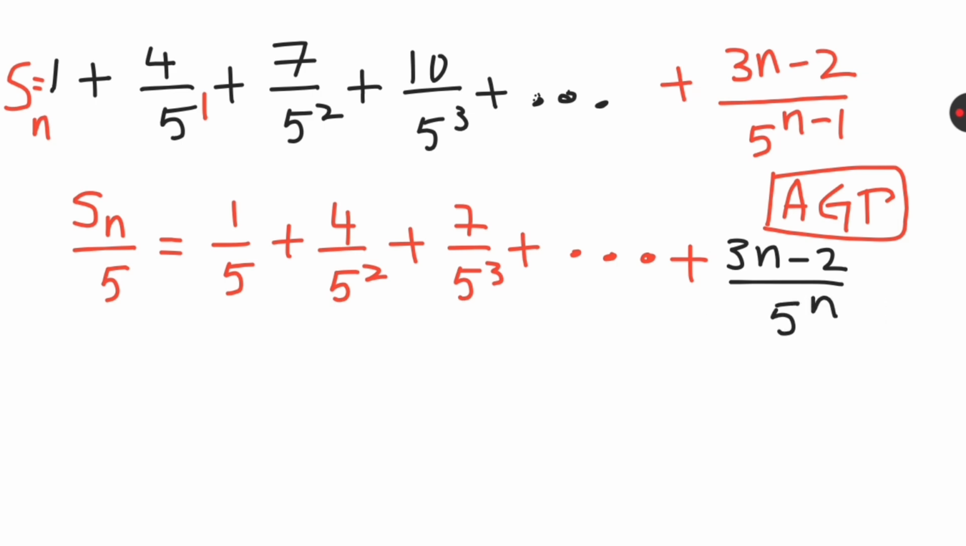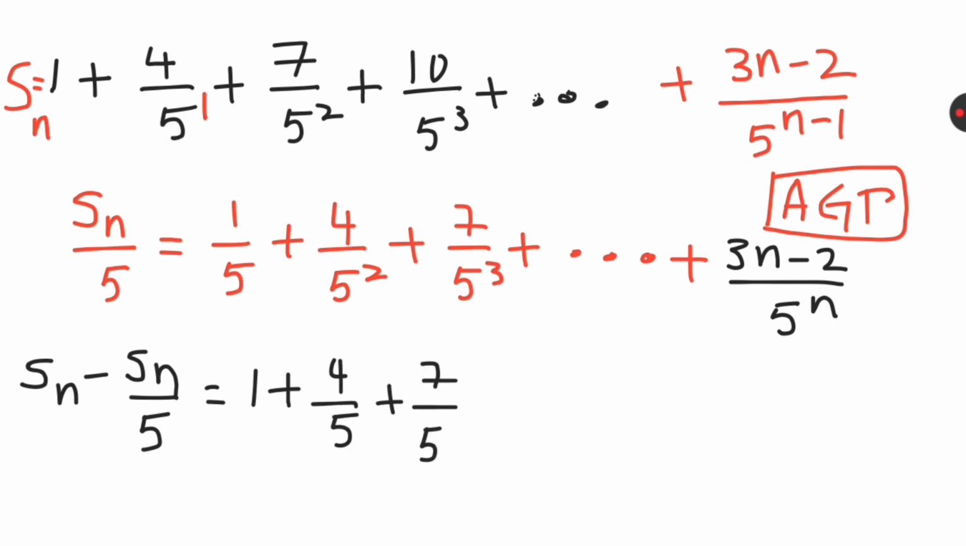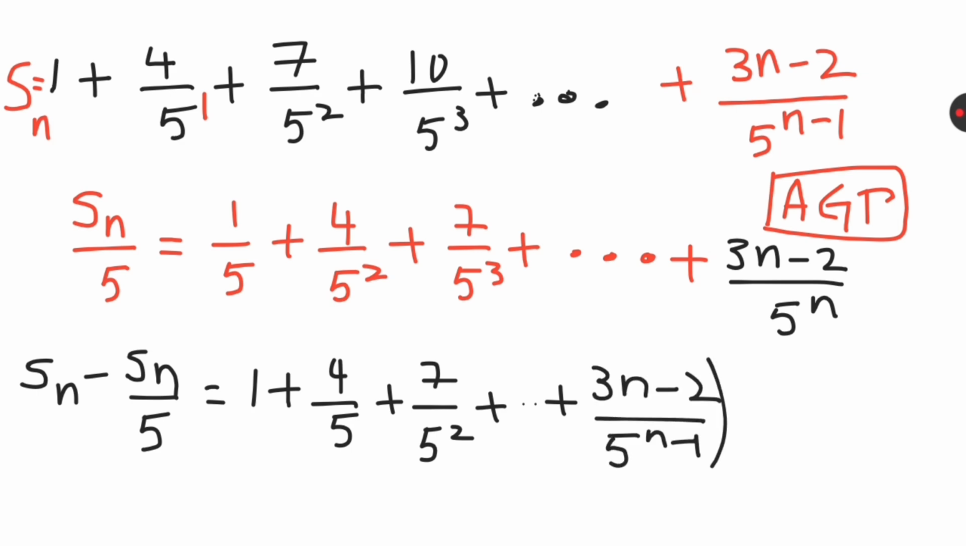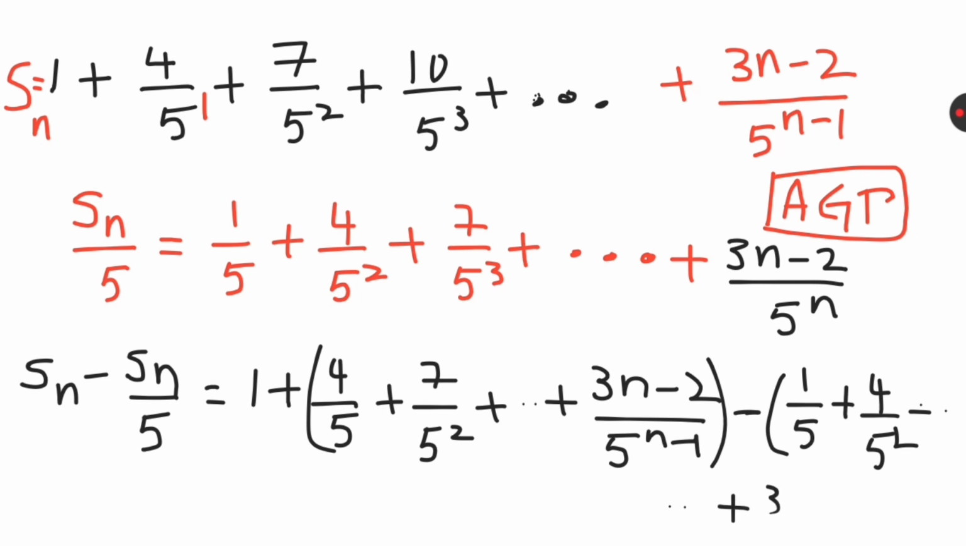So now what do we do? Subtract this Sn over 5 from Sn. So then we are going to get Sn minus Sn over 5. What is Sn? 1 plus 4 over 5 plus 7 over 5 power 2 and so on, the last term is 3n minus 2 over 5 power n minus 1. This is the Sn series, minus 1 over 5 plus 4 over 5 power 2 and so on up to 3n minus 2 over 5 raised to the power of n.